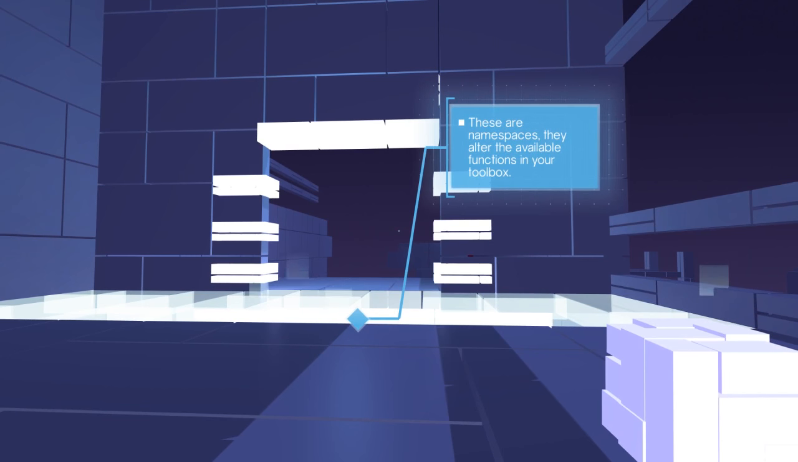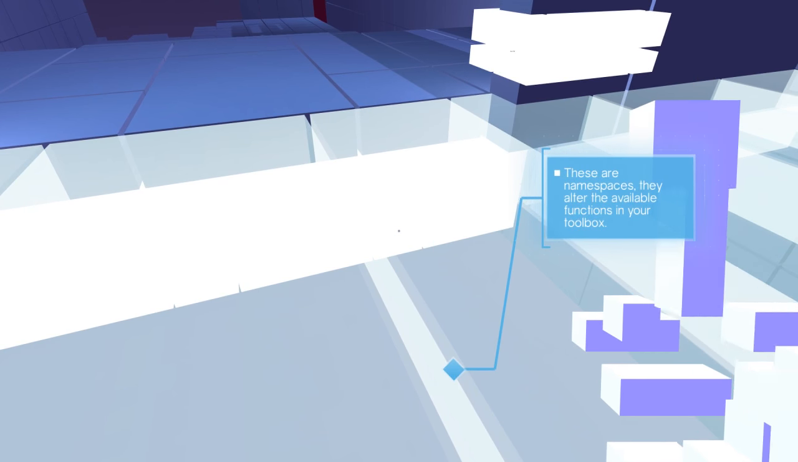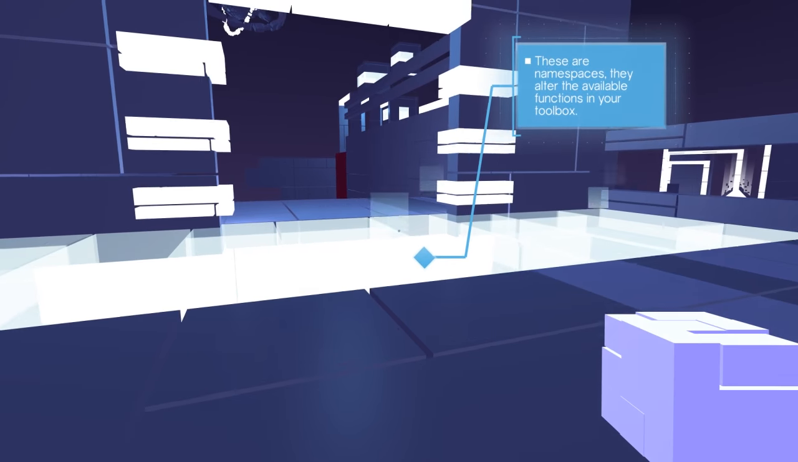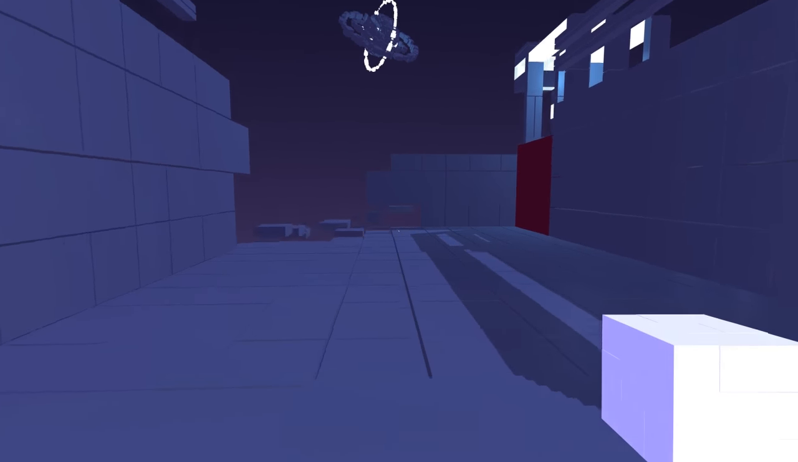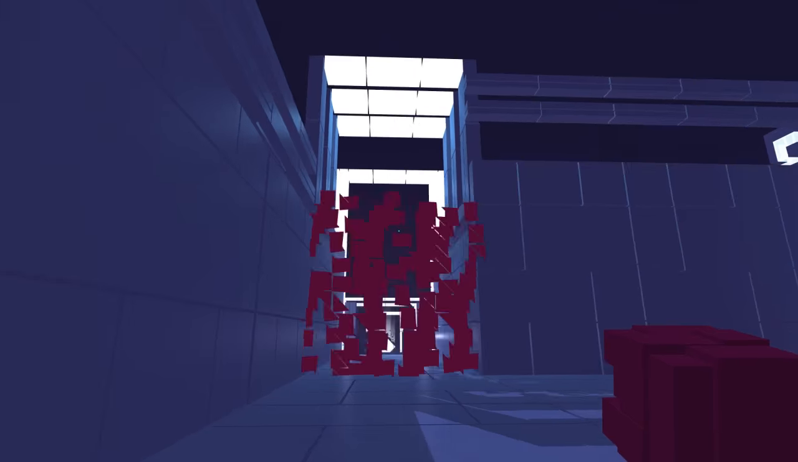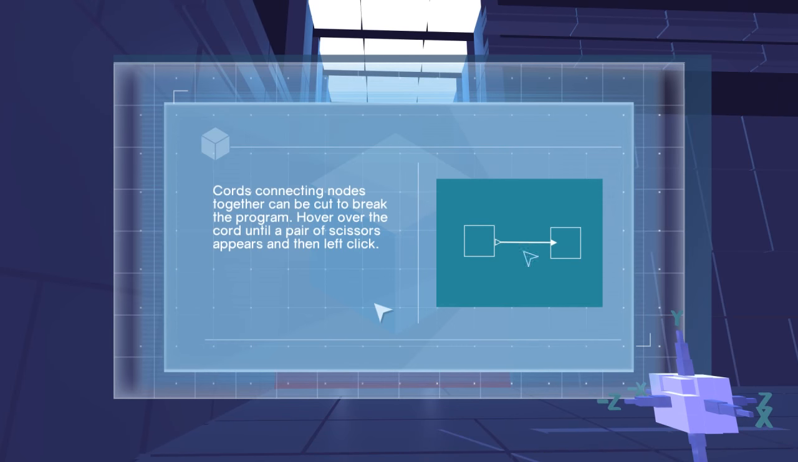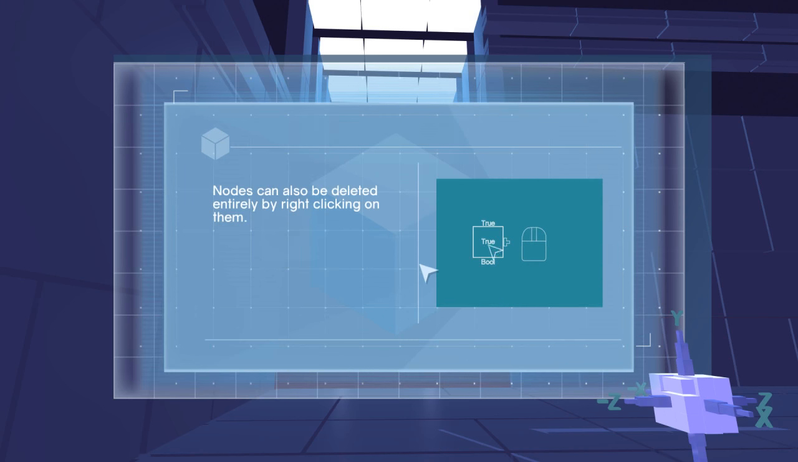Sweet. These are namespaces. They alter the available functions in your toolbox. So presumably I just got new abilities then. I learned something new. Cords connecting nodes together can be cut to break the program. Hover over the cord until a pair of scissors appears, then left click. So, right now it says true, object is solid, so I'll make it not solid. Nodes can also be deleted entirely by right clicking them, which I found out earlier on accident.